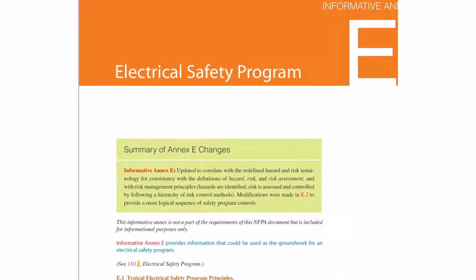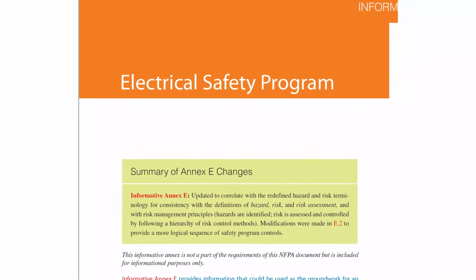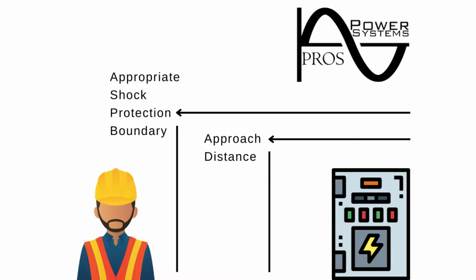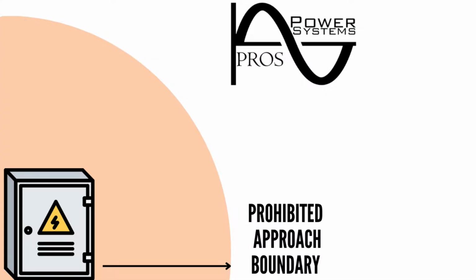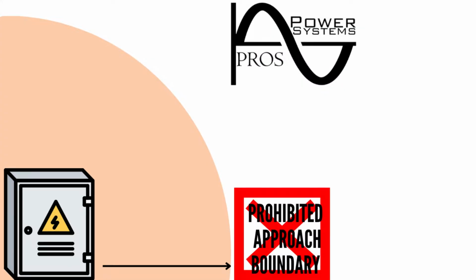The electrical safety program must include a procedure that provides workers with guidance related to required protection when the approach distance is less than the appropriate shock protection boundary. There are two protection boundaries, the limited approach boundary and the restricted approach boundary. Previous versions of NFPA 70E also included the prohibited approach boundary, but it was removed in the 2015 version of NFPA 70E.